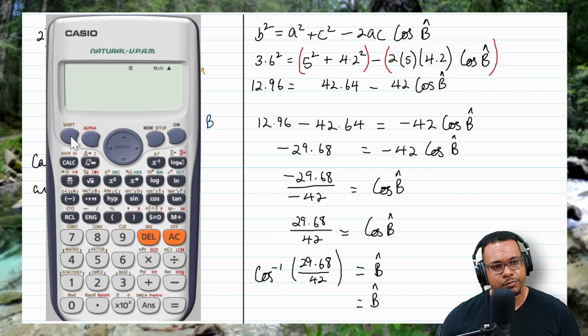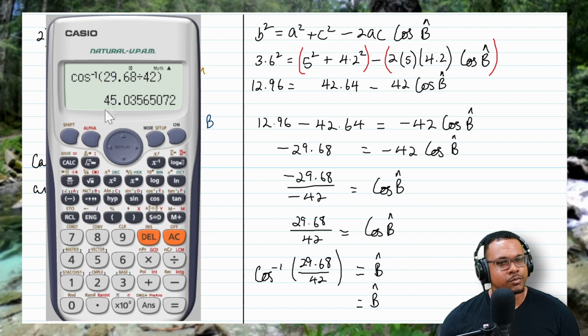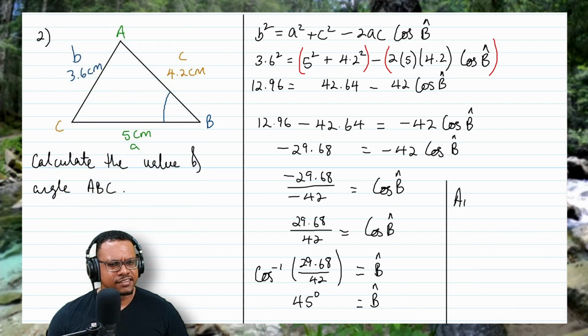So we go to our calculator, we press shift and then cosine. So you see the cos inverse comes up, brackets open. So we're going to put that 29.68 divided by 42. And then we're going to close the brackets and press equal. And we see we get 45.035, which is approximately 45. So our answer would be 45 degrees. So we can write that angle ABC is equal to 45 degrees.